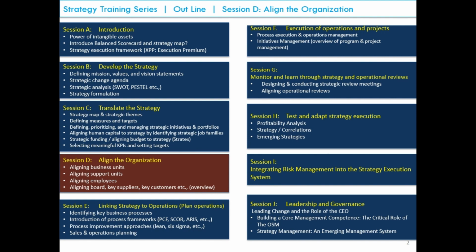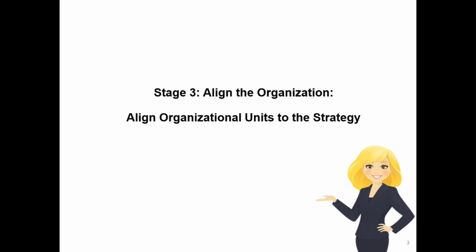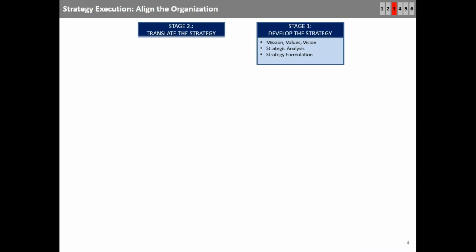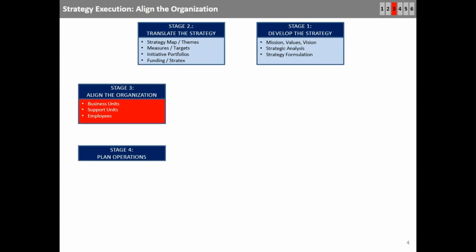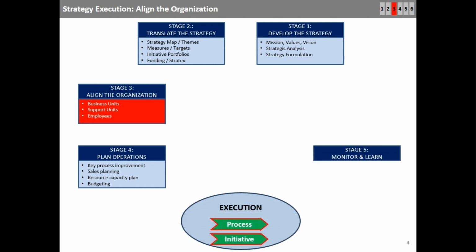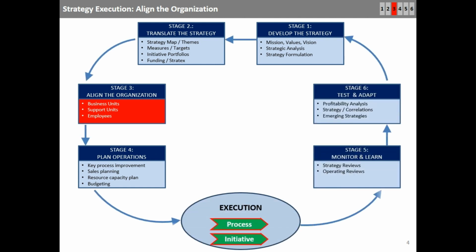We discuss how the organization is aligned to execute the strategy: alignment of business units, alignment of support units, alignment of board, key suppliers, key customers and employees. We shall discuss aligning the organizational units to the strategy in this section. Let us look at the 6-stage model of Execution Premium Methodology, BSC. In stage 3 we do the alignment part.